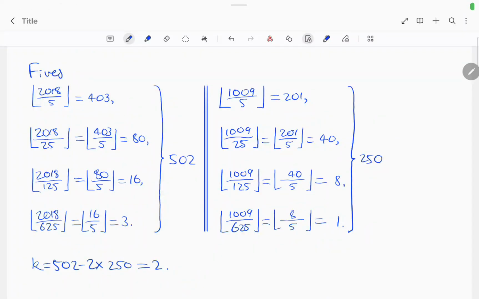We can apply a similar logic with the number of 5's in this expression. 2018 over 5 is 403 when rounded down, and we can do this iteratively to get that there are 502 5's in the numerator and 250 times 2 5's in the denominator. Therefore, little k is equal to 502, take 2 times 250, which is equal to 2.